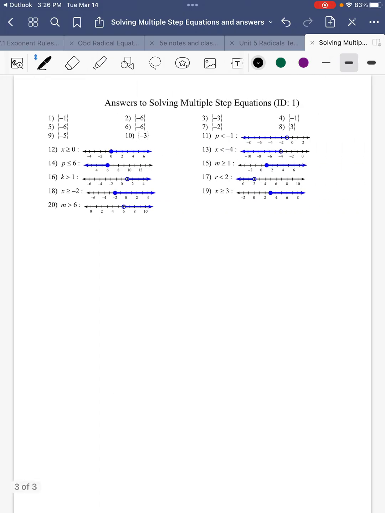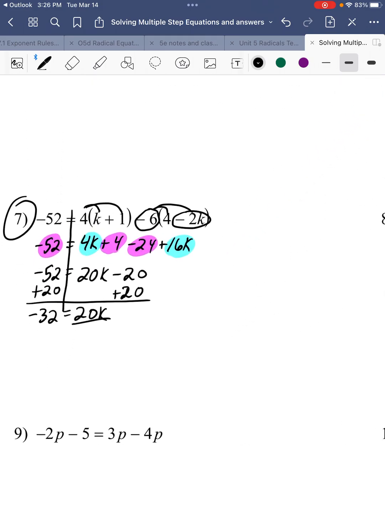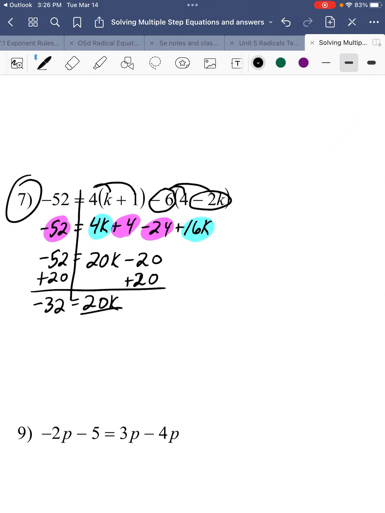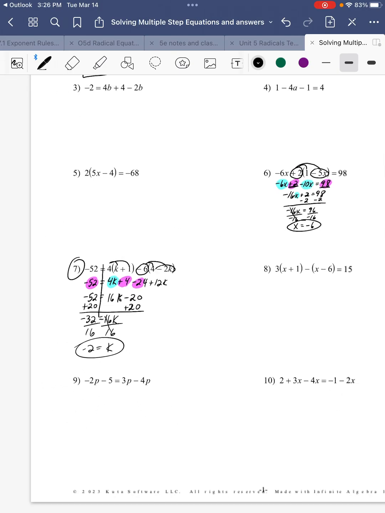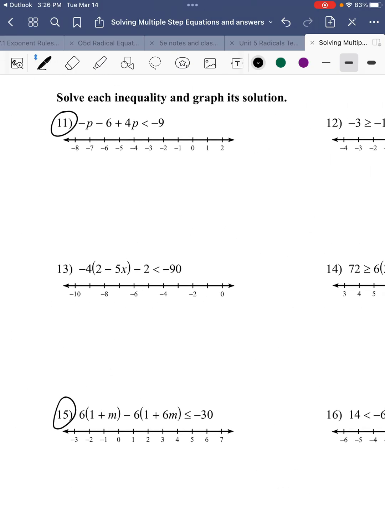Let me see number 7. 4k plus 1. Minus 24 plus 16. That's not 16, that's 12. So that would be 16k here. My bad. And then we divide by 16, and we get k is equal to -2.